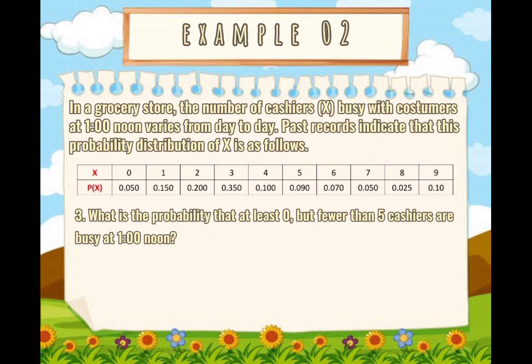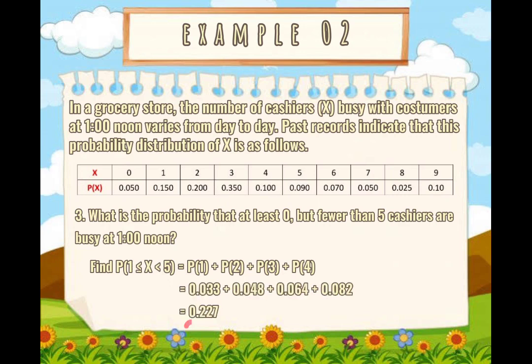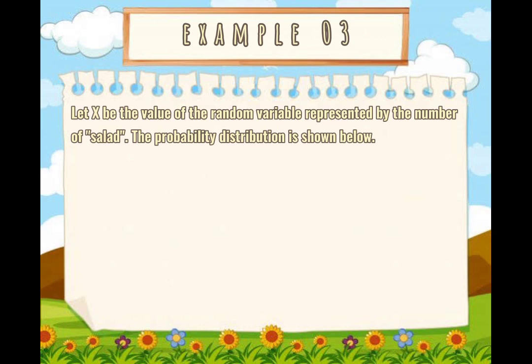The last problem for example number 2 is, what is the probability that at least 0 but fewer than 5 cashiers are busy at noon? Find the probability of x at least 0 but fewer than 5. Then, substitute the corresponding probability and then add. So, the answer is 0.227.